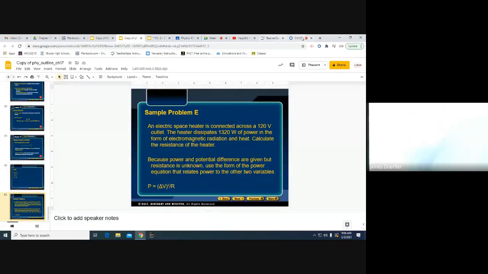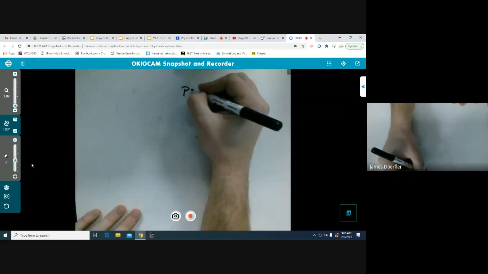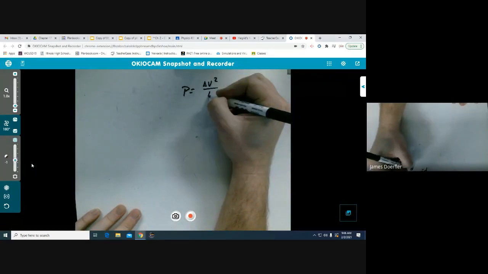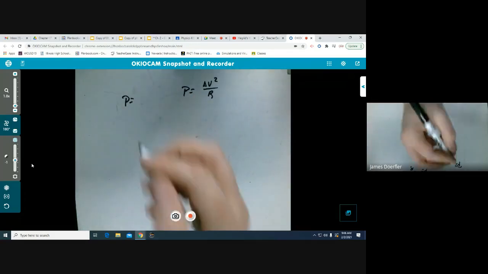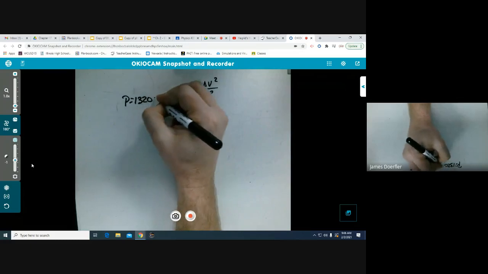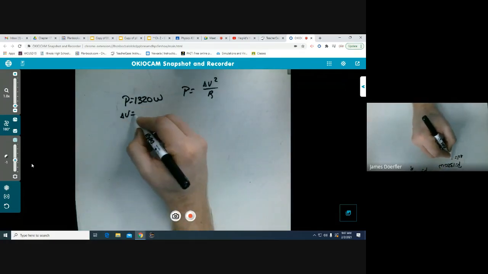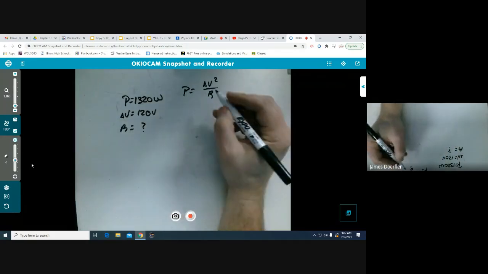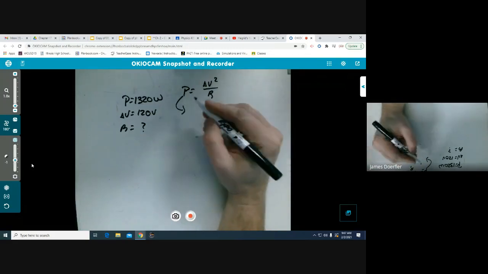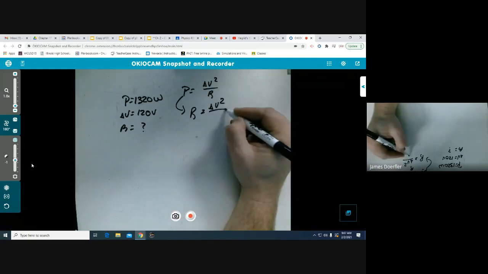Get my handy dandy little camera here, and we're going to dim it. So again, P is equal to delta V squared over R. Well, what do we know? We know that the power is 1,320 watts. We know that the potential difference is 120 volts. We are solving for R. So rearranging this equation, we're going to get R is equal to delta V squared over P.